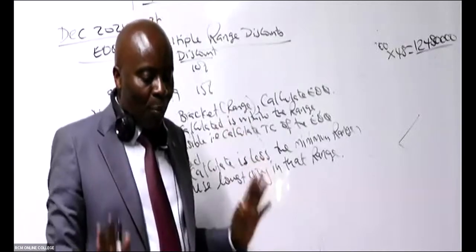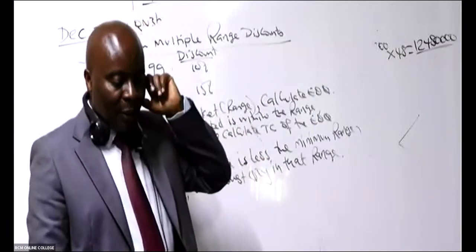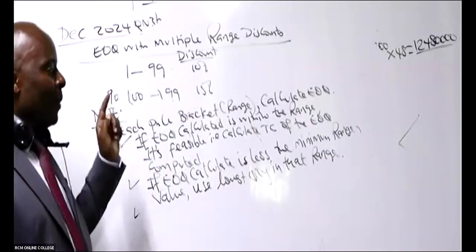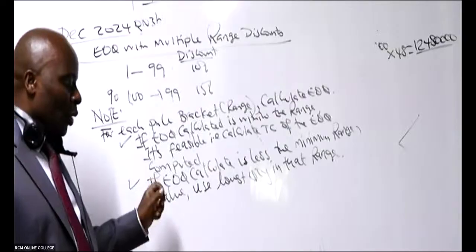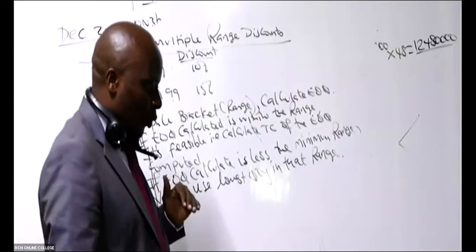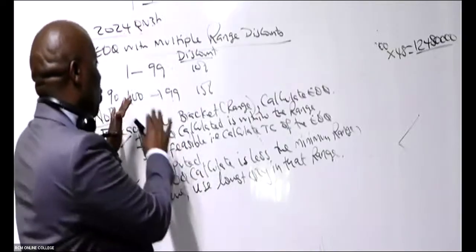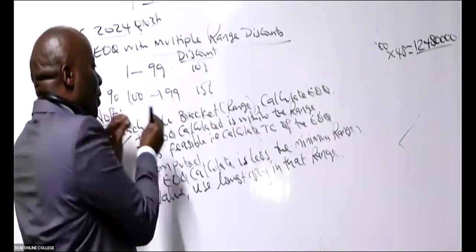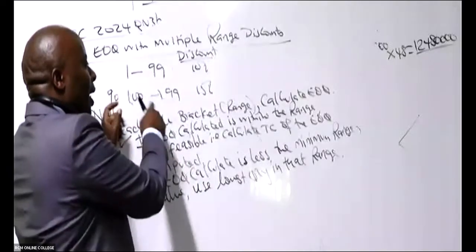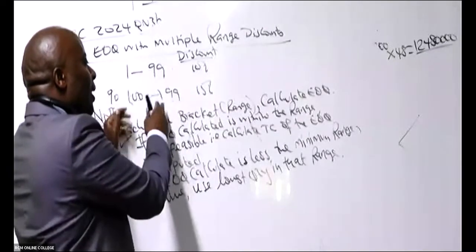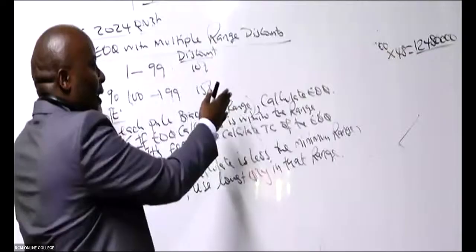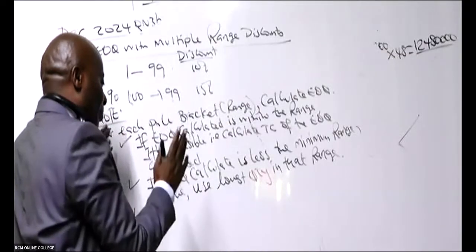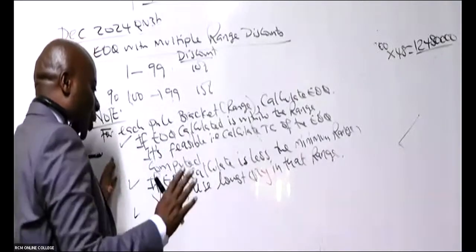So if the computed EOQ is bigger than the maximum range value, what shall we always do? You ignore. So if you're using this range and computing EOQ, you get 240. Where is 240 in this class? It's outside. It's bigger than this. So if it's too big for the shoe, you ignore that one.